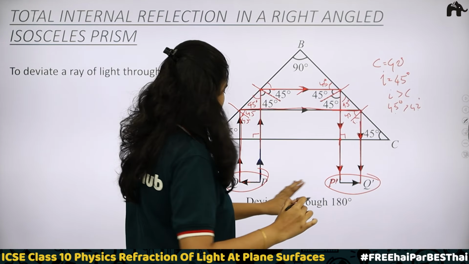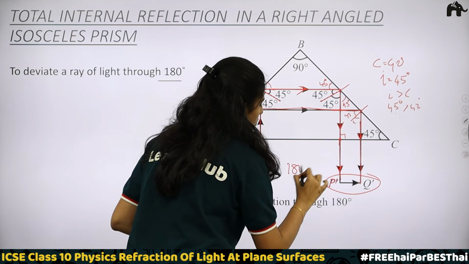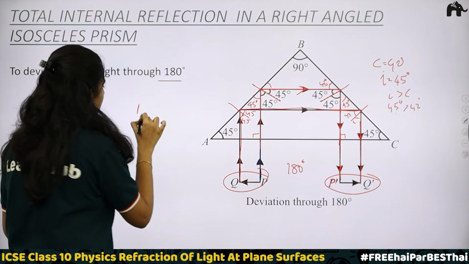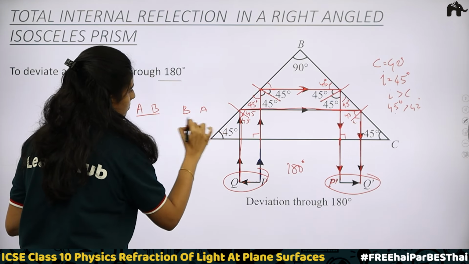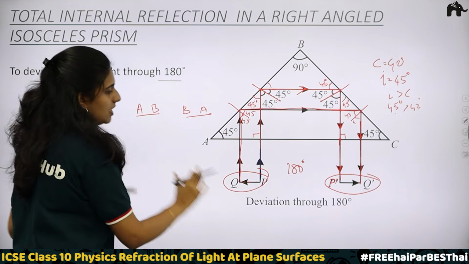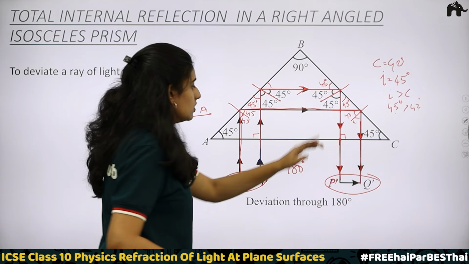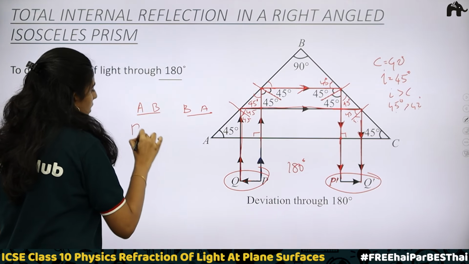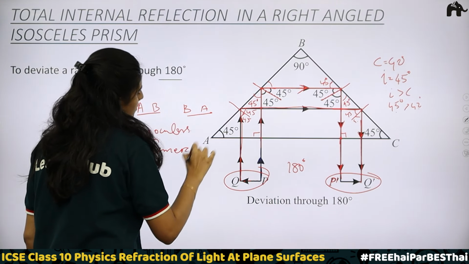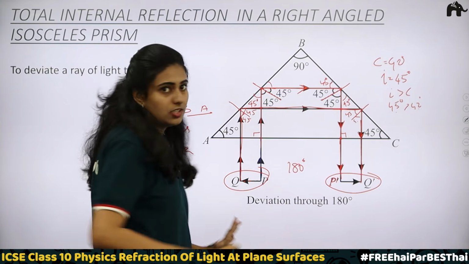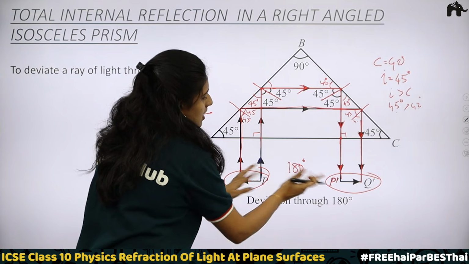What has happened? We are getting an inverted image, that is, 180 degree rotation has taken place. AB becomes the mirror image, that is BA. Just the mirror image we are getting here. QP becomes P dash Q dash. The application of this is in binoculars and in camera. The intensity of the incident light, the object's intensity, will not reduce. You will be getting the same image, but a 180 degree change will happen.